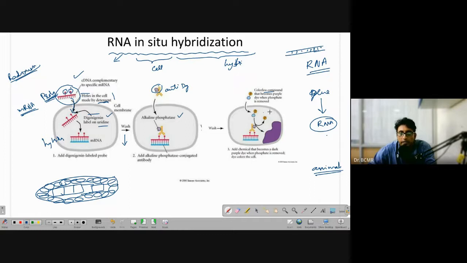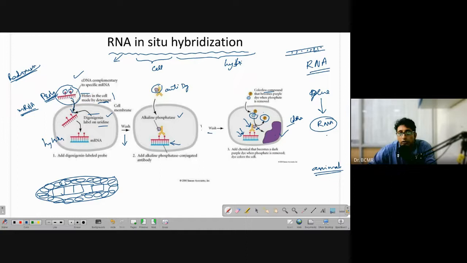A colorless compound is given. I can't remember the exact name of it, and it is acted upon by alkaline phosphatase, and the phosphate is removed, and the compound which was colorless now becomes purple or dark blue, and that is detected as the color detection says that the antibody has gone. Alkaline phosphatase is bound to the antibody. The antibody is in the cell because it was bound to the probe that is there. Why is the probe here? Probe is there because the target mRNA is there.